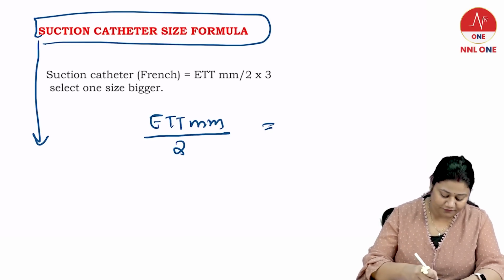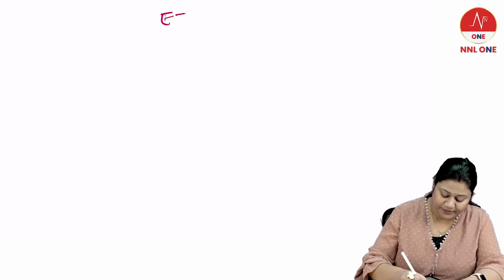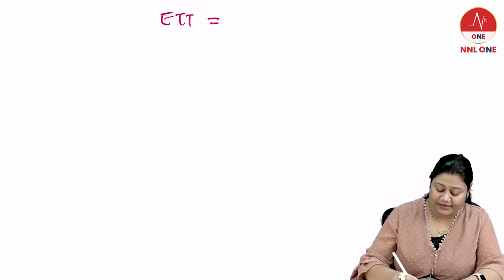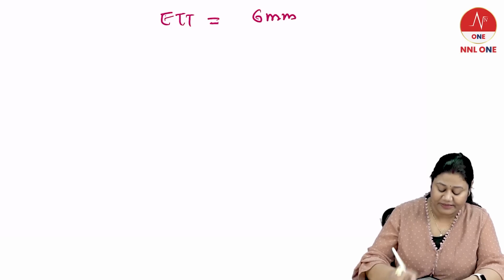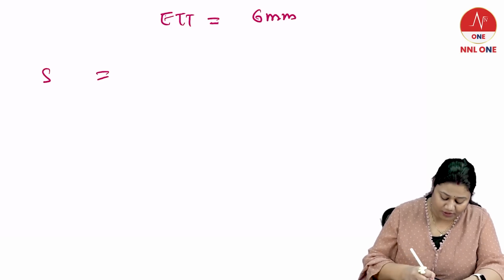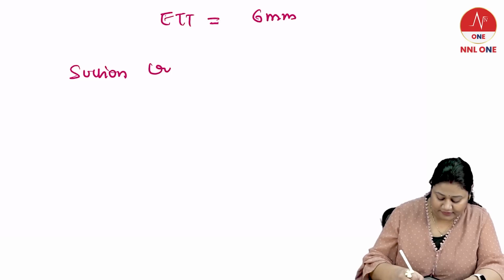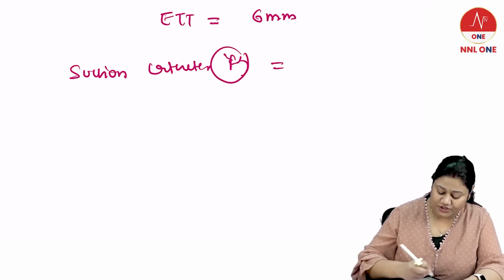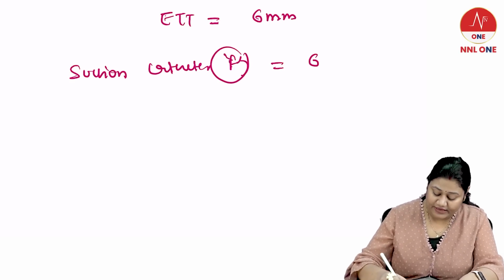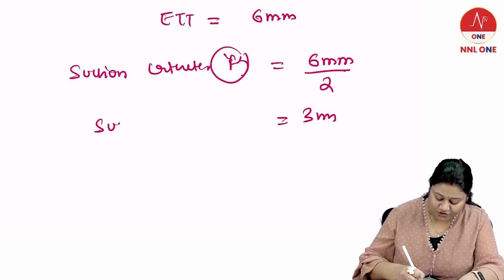Let's take an example for better understanding. You have a patient and the patient's endotracheal tube is 6 millimeter. In order to find out the suction catheter, and suction catheter will be in French, right? What do we have to do? We have to take the size of endotracheal tube divided by 2. So that will give us 3 millimeter suction catheter.